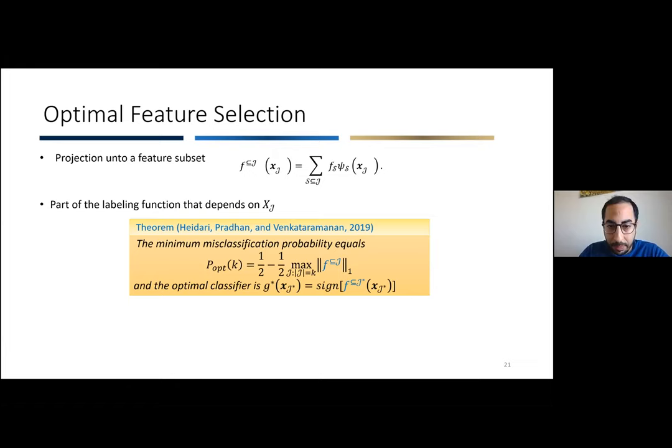And if J star is the subset that optimizes this problem, then the optimal classifier is just the sign of this projection function. So by looking at this optimization problem, now it's clear that this norm one of this projection is a good measure. It's basically the optimal measure that we can use for the feature selection problem. So the idea now is to have an empirical estimate of this quantity. And this is what I'm gonna talk about next.